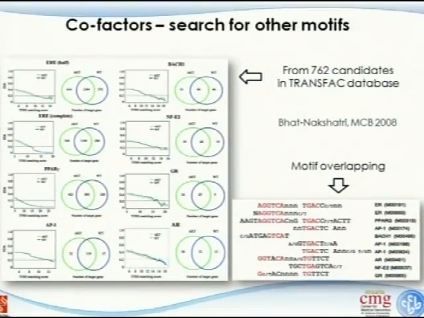But we didn't really look for only ERE. We searched for all the 762 candidates in the TransFact database. And these are the ones that will eventually drop down to FDR less than 2%. These will also be the other binding sites that we concluded are enriched in the regions that we identified. And once we look at the sequence identities of these binding sites, they have a certain level of overlapping.